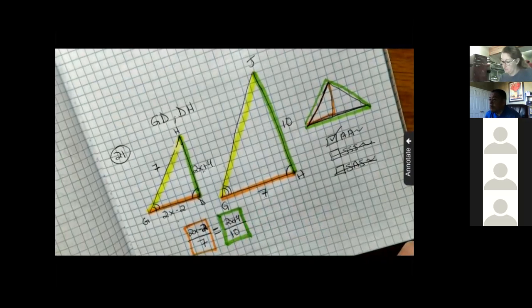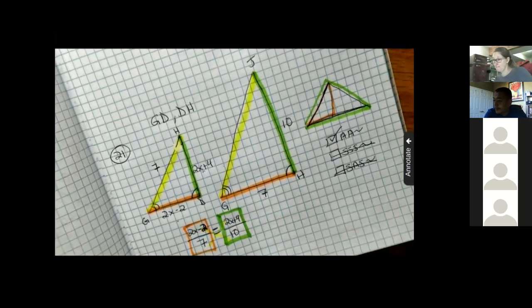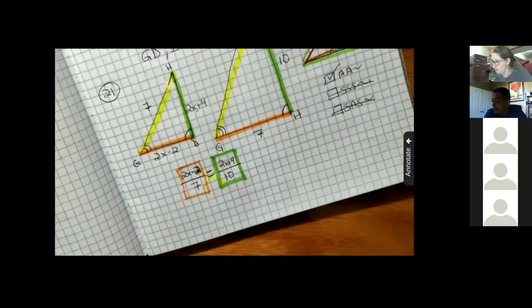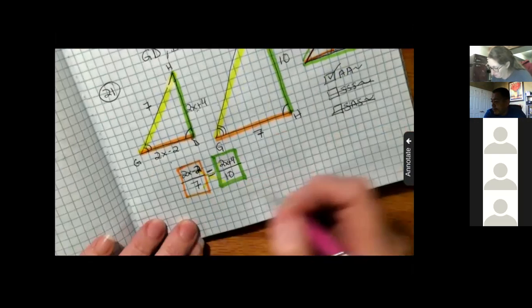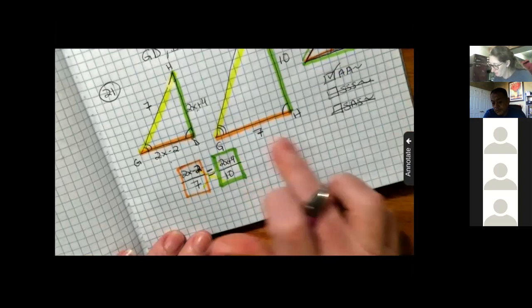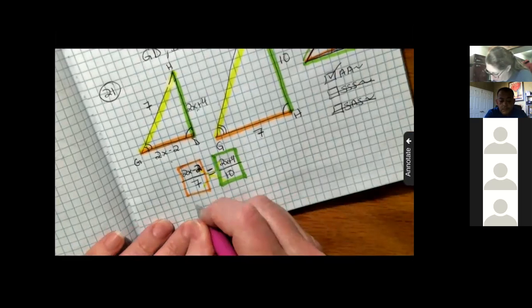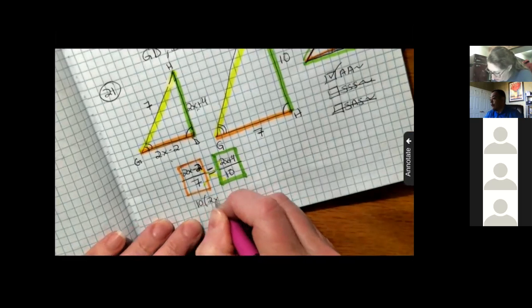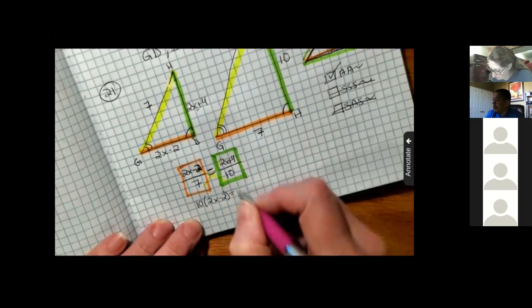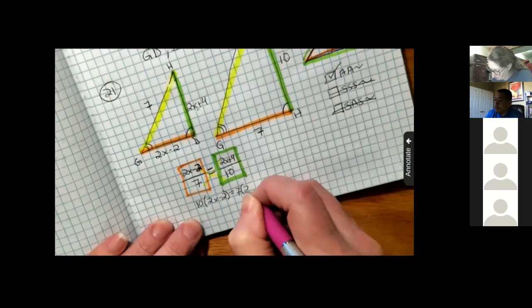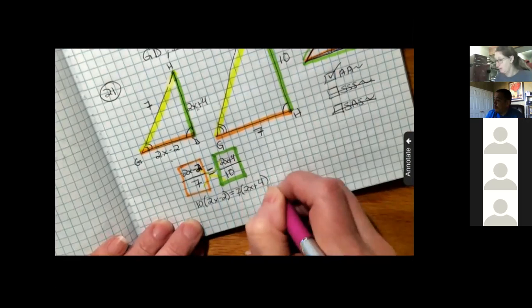Okay? So then, of course, what do I do next? You guys should know this by now. Okay? I'm going to cross multiply. And I'll set that up, and then you guys have to do the math. To give myself, well, you guys hopefully will have more room. So I'll go 10 times 2x minus 2 equals 7 times 2x plus 4. And then you guys do the rest.